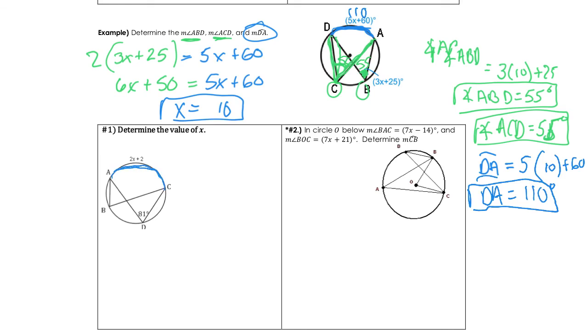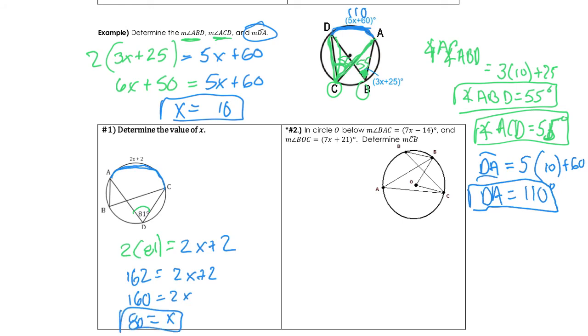So we have an arc and we have an inscribed angle. 2 times the inscribed equals the arc. So 2 times 81 is 162 equals 2x plus 2. I'm going to subtract 2 from both sides, get 160 equals 2x. Divide by 2, x equals 80. For the next one, I'm going to zoom in so you can see a little better.